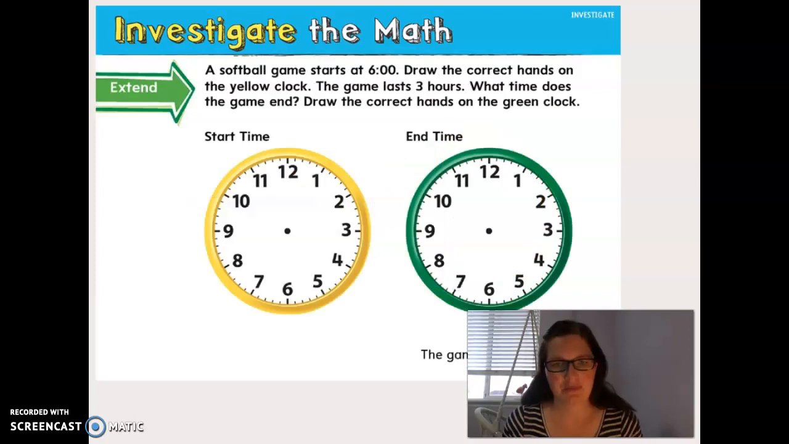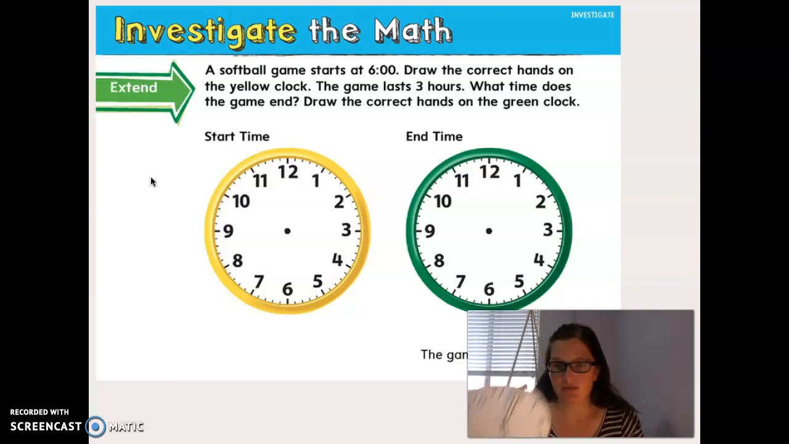Let's see. So let's talk about what happens when we are showing time that has elapsed, time that's gone by. So this yellow clock is the starting time and the green clock is the ending time. So our problem says a softball game starts at 6 o'clock. Draw the correct hands on the yellow clock. The game lasts 3 hours. What time does the game end?